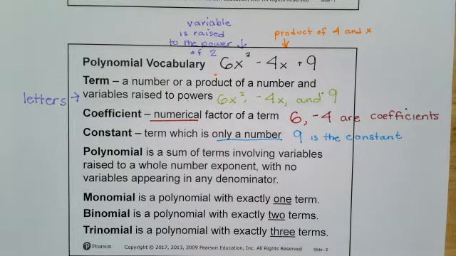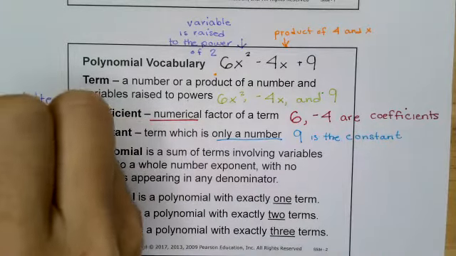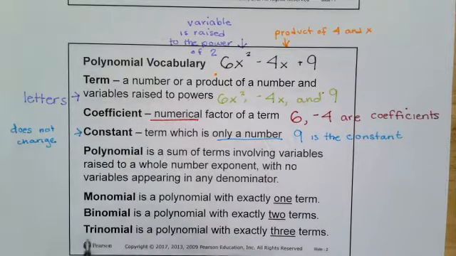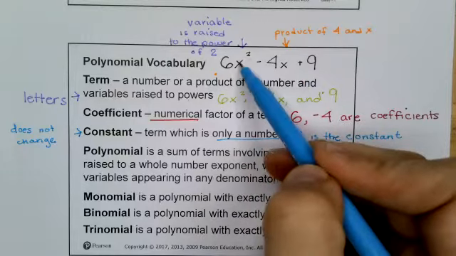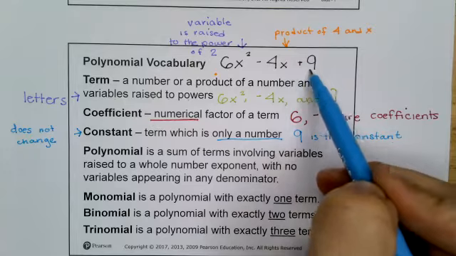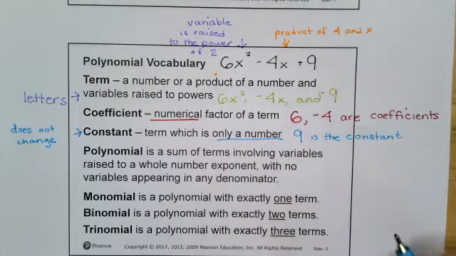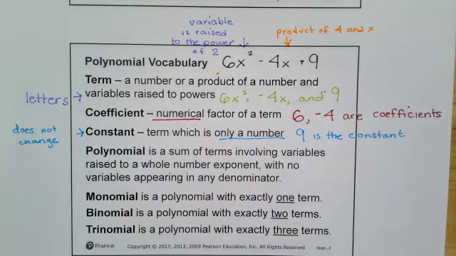And if you think about it, if you're constant, you never change, right? So the rest of my expression, 6x squared minus 4x plus 9, if I put in 1 for x, this amount changes, this amount changes, the 9 doesn't change. If I put in 0 for x, this changes, this doesn't change. So the constant doesn't change because there's no variable that you can replace with a number, okay?